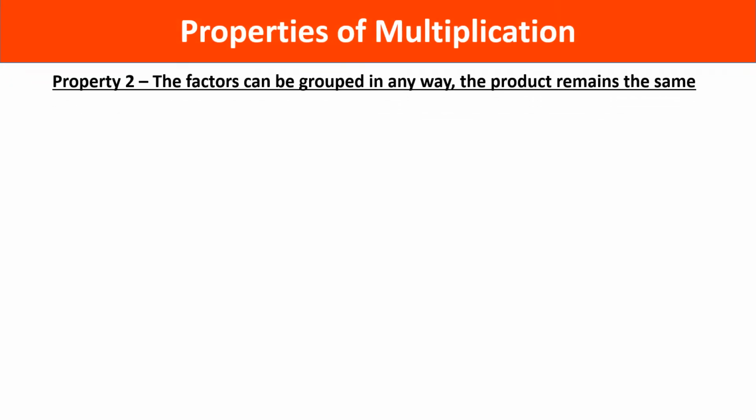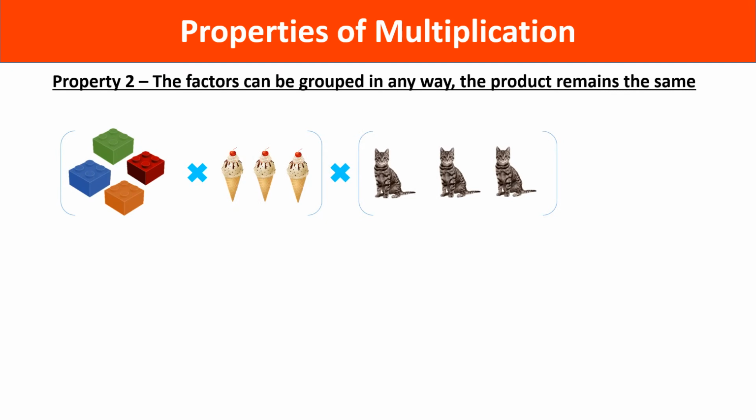Properties of multiplication. Property 2, that is the second property. The second property says the factors can be grouped in any way. The product remains the same. I repeat, the factors are the numbers which we are multiplying to get an answer, right? This we have already learned in our previous slide. So the factors can be grouped in any way. The product remains the same. Let's take an example for this.